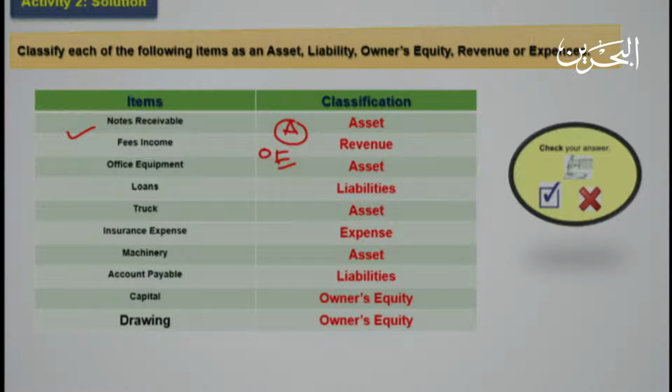Office equipment will be an asset. The loan will be a liability. The truck will be an asset. Insurance expense will be an expense, and as I know, it is a type of owner's equity. Machinery is an asset. Then I have the accounts payable, and it is a liability. Then the capital, I know it will be owner's equity. And finally, the drawing is also owner's equity.